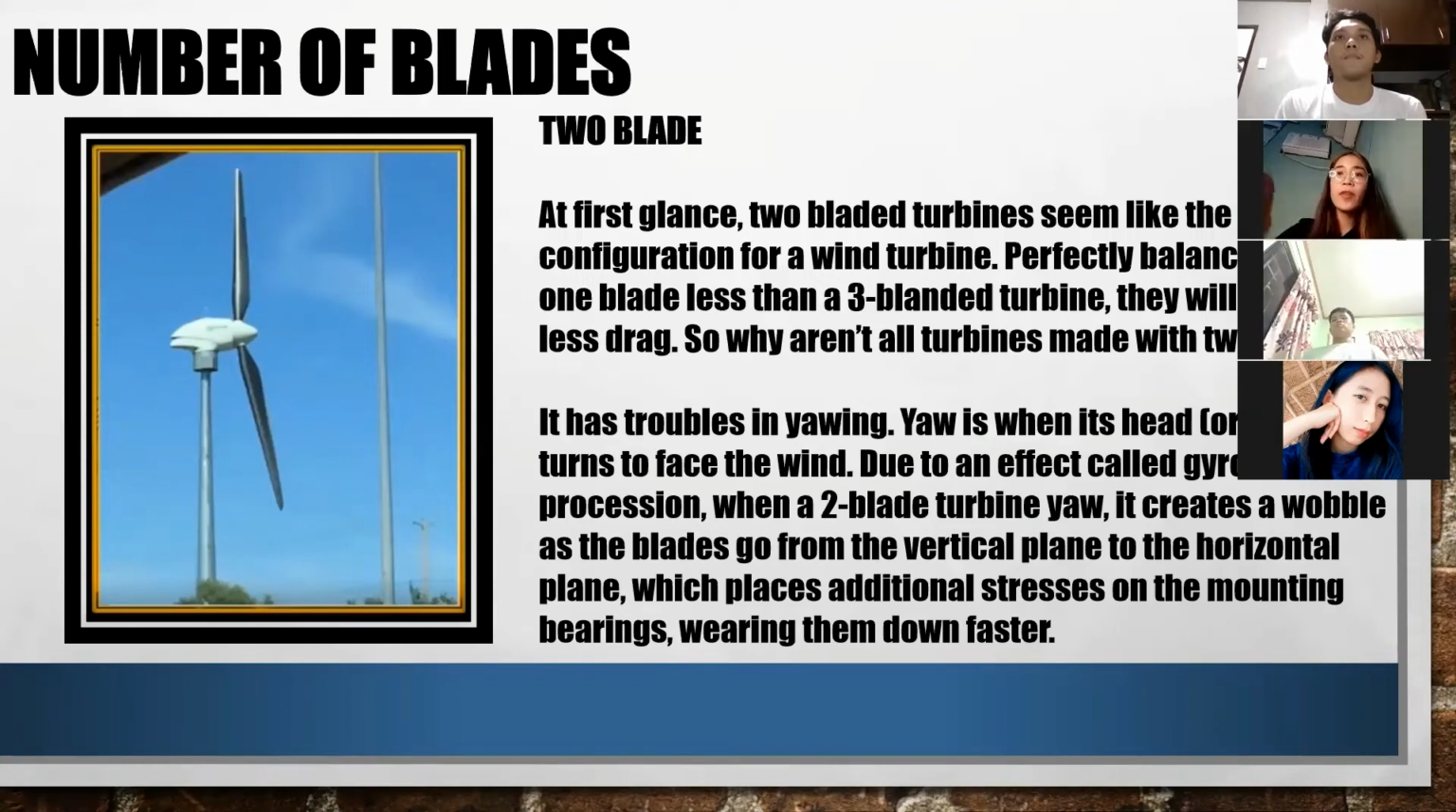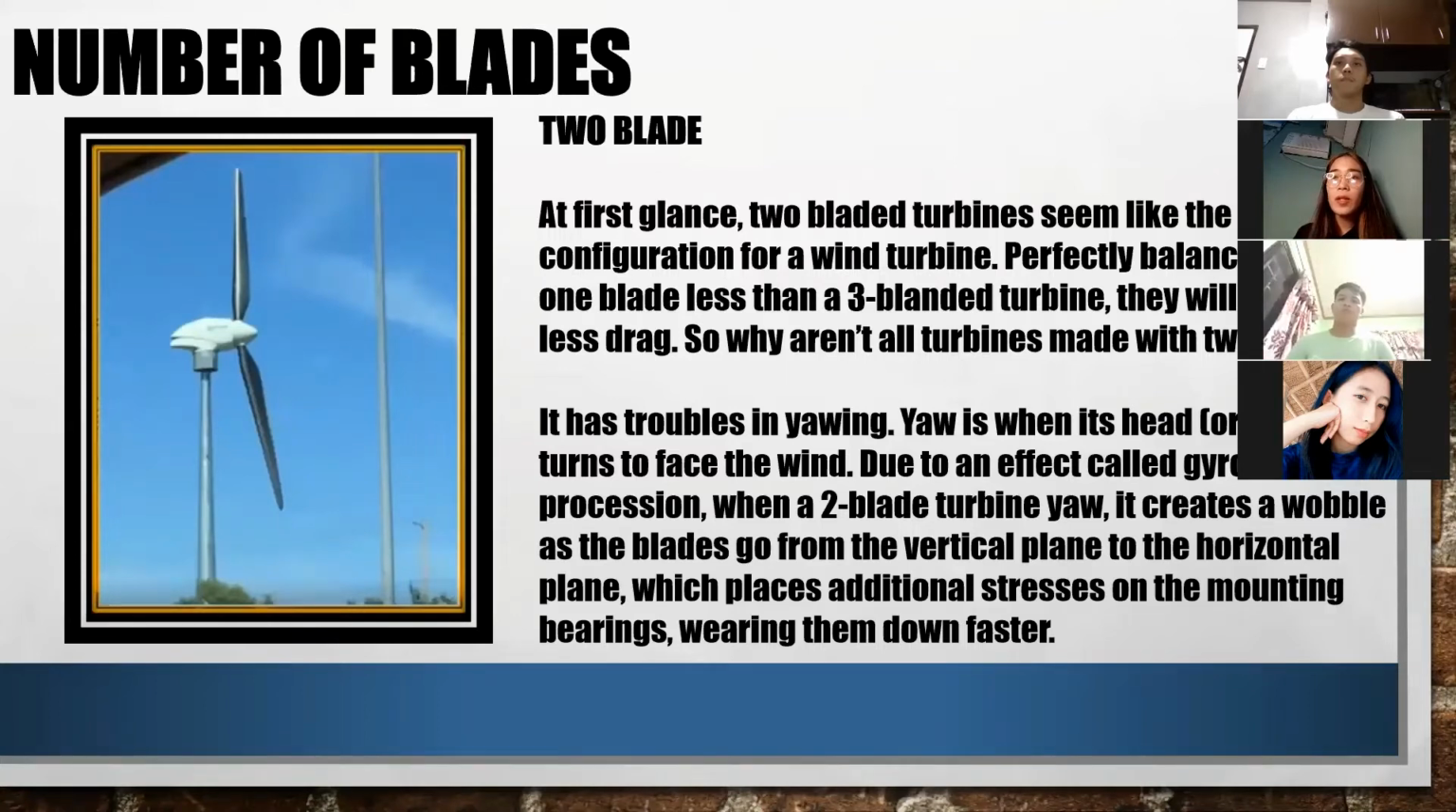Two-blade. At first glance, a two-bladed turbine seems like the optimal configuration for a wind turbine, perfectly balanced, and with one blade less than a three-bladed turbine, they will generate less drag. So why aren't all turbines made with two blades? It is trouble in yawing.